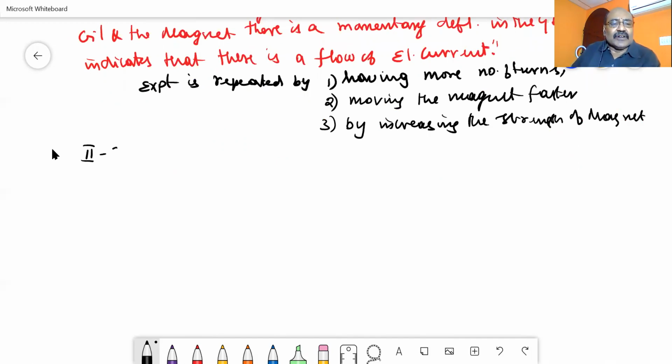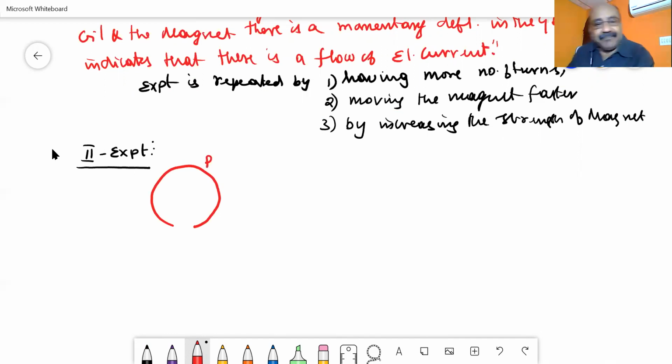What is the second experiment done by Faraday? He considered two coils of wire. The first coil, let us represent it as P, or primary. This primary coil of wire is connected to a battery and a key, and the other end of the battery through the key is connected to the other end of this coil P.